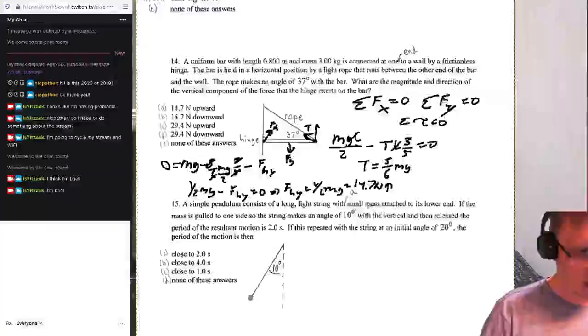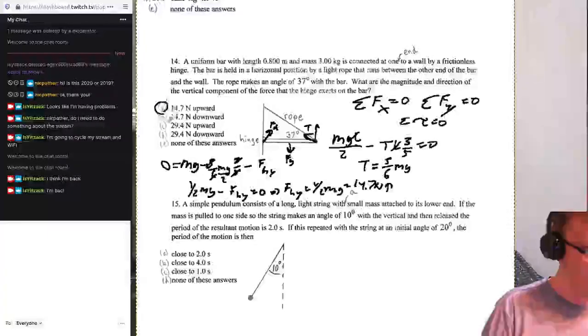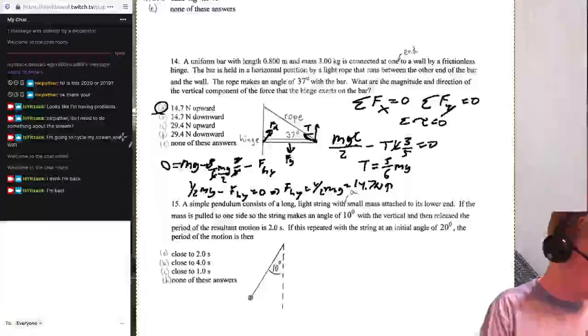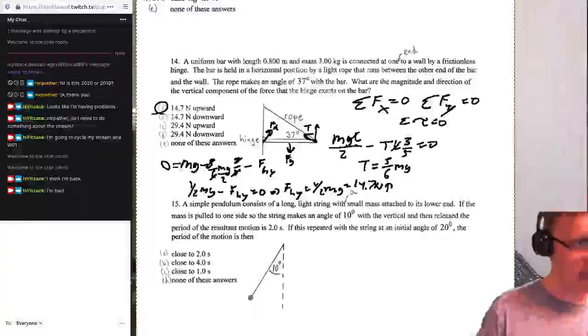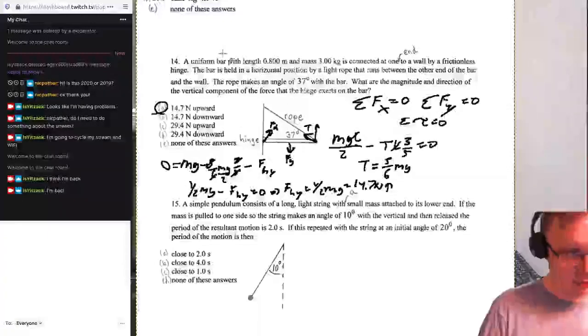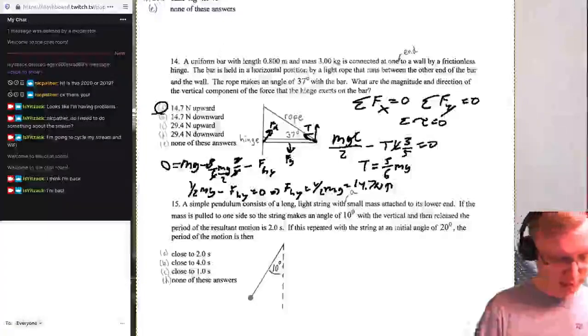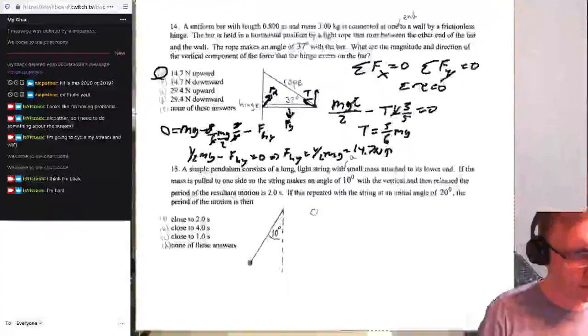14.7 newtons up. Let me guess what happens when you double that. Yep, it does. So the 29.4 is for people who think the hinge takes all the force, and you have to decide for yourself which direction that is through your signs. Do your signs say up or down?